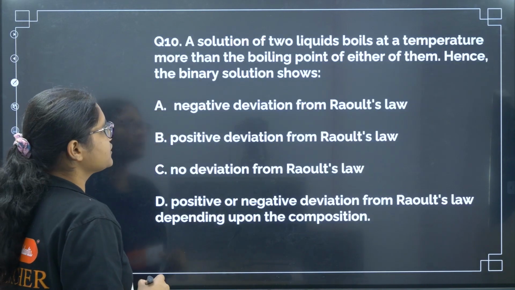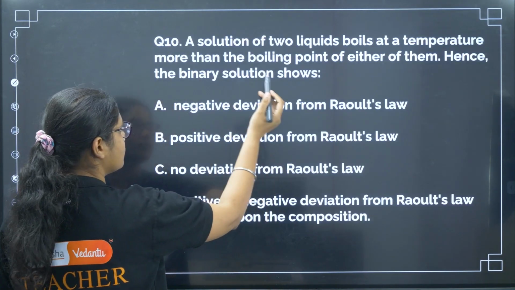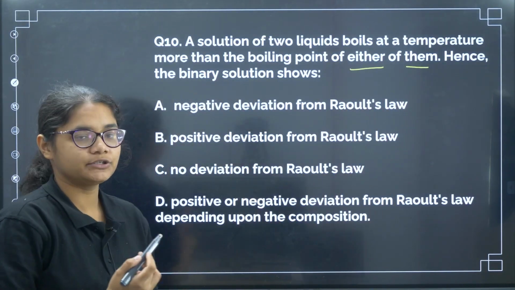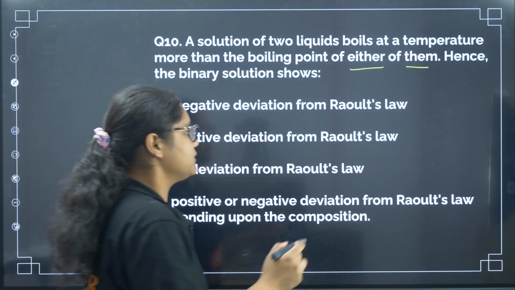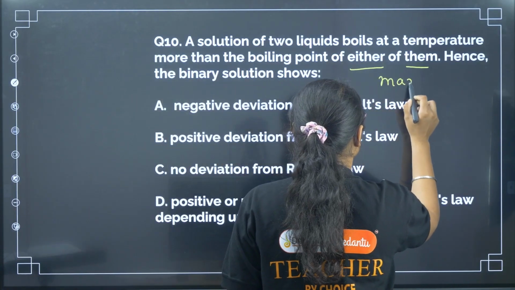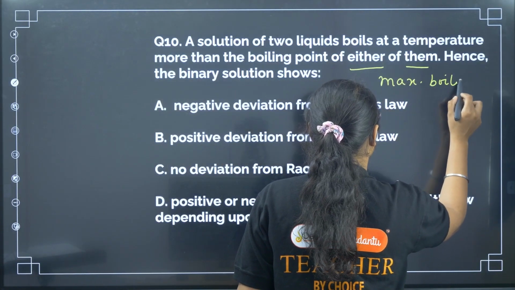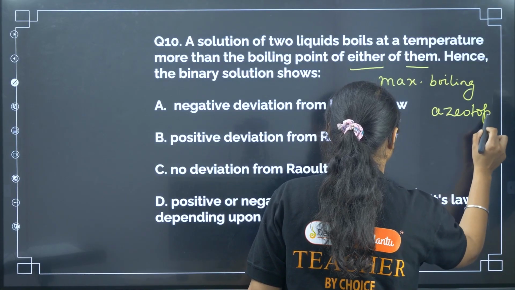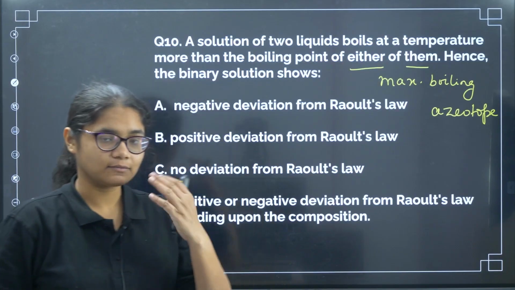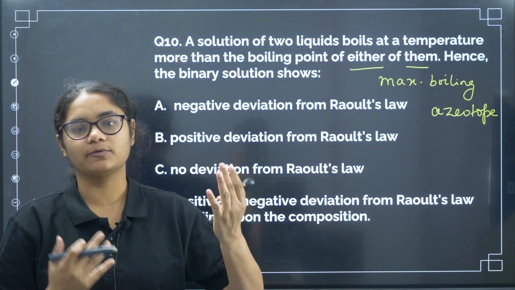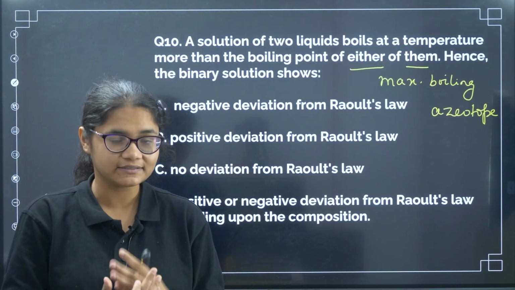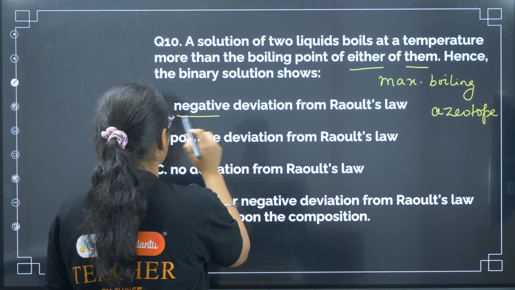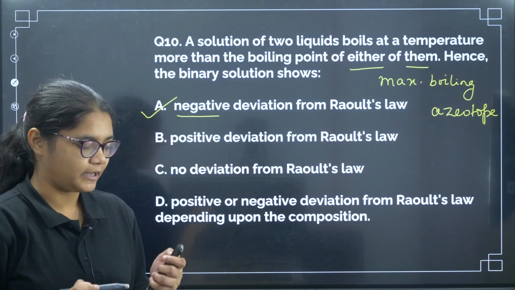Next, a solution of two liquids boils at a temperature more than the boiling point of either of them. Hence the binary solution shows. So more than the boiling point means it is a maximum boiling azeotrope, right? If it is maximum boiling, it boils at a higher temperature, so definitely the intermolecular forces have increased, so that will show you a negative deviation. Okay, so the correct answer for this question is option number A.